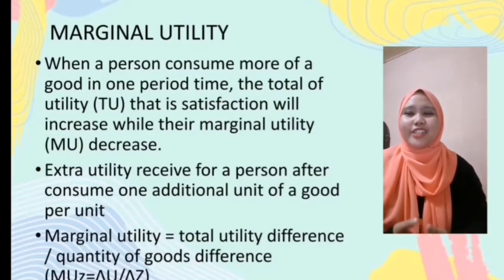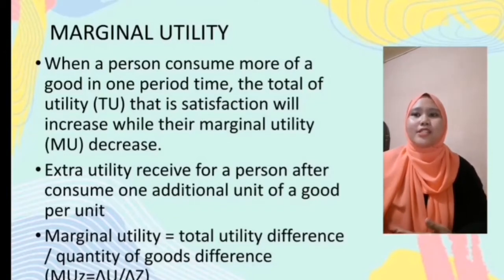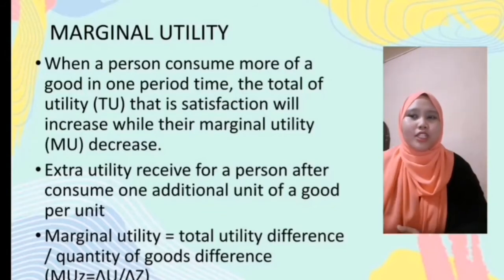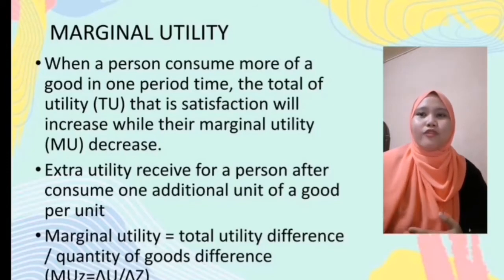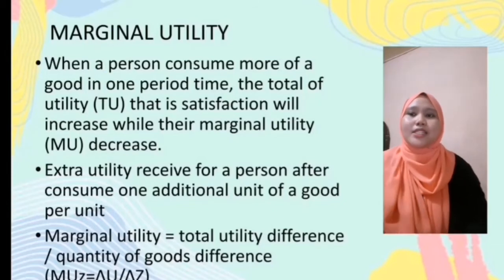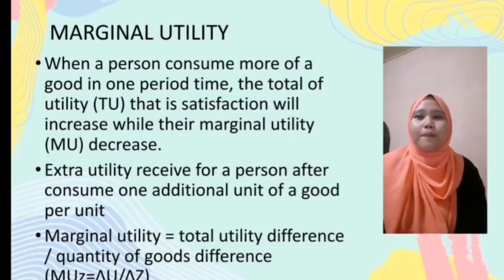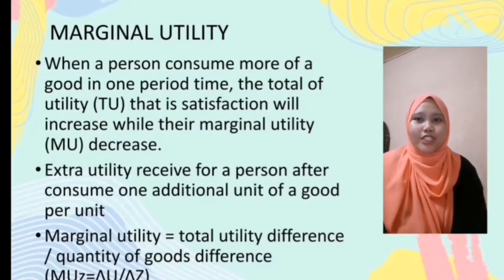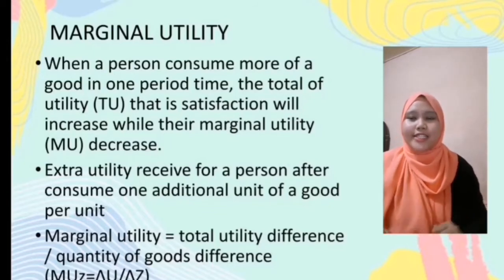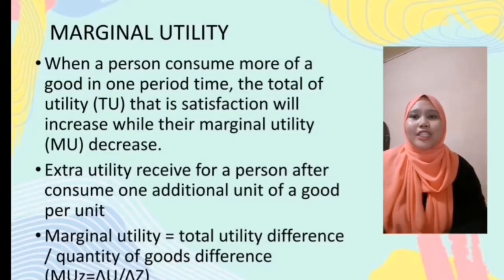Besides that, marginal utility is also a part of utility in economics. Every good that is able to satisfy human wants is called utility. When a person consumes more of a good in one period of time, the total utility, or TU, that is satisfaction, will increase while their marginal utility decreases. Marginal utility, MU, is the extra utility a person receives after consuming 1 additional unit of a good, and also the slope of the utility function holding the quantity of the other goods constant. The marginal utility function is: MU equals the change in total utility divided by the change in quantity of goods.